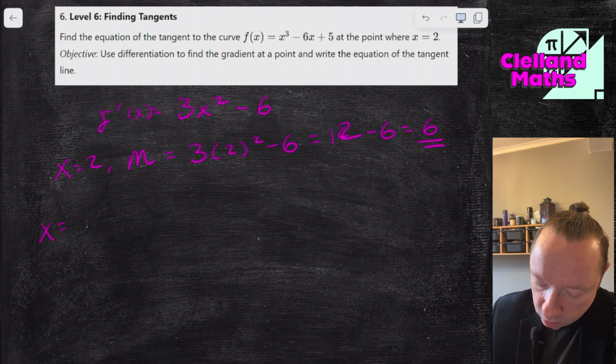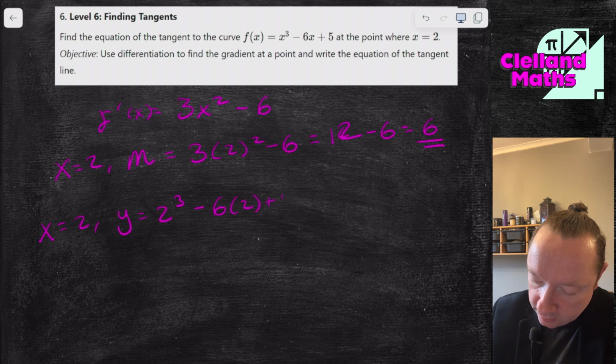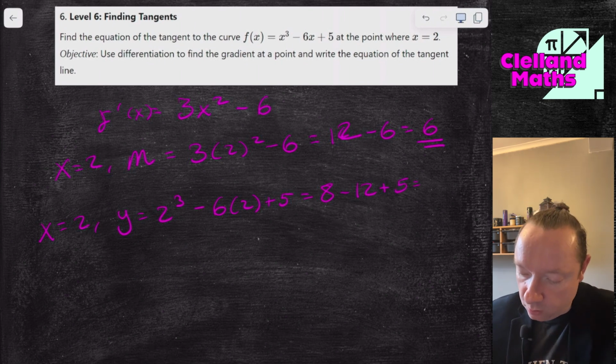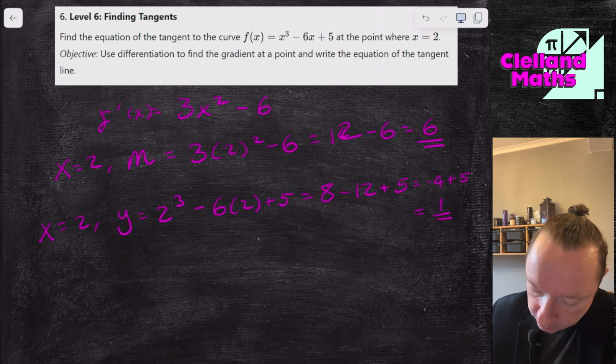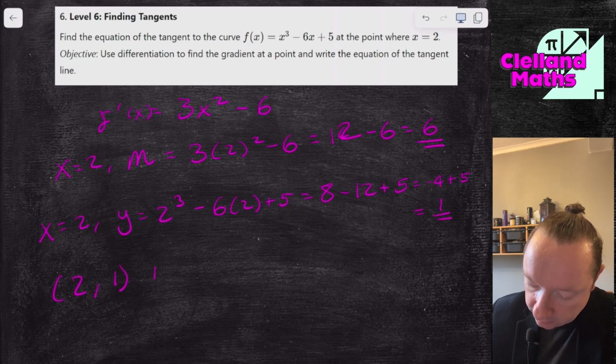So at x equals 2, y equals 2 cubed minus 6 times 2 plus 5. 2 cubed is 8. 6 2s is 12 plus 5. So I've got 8 minus 12 is minus 4 plus 5. Let me just write that just to make sure I don't mess this up. Minus 4 plus 5. 5 minus 4 is 1. So I've now got my point. My point is x equals 2, y equals 1. And my gradient is 6.